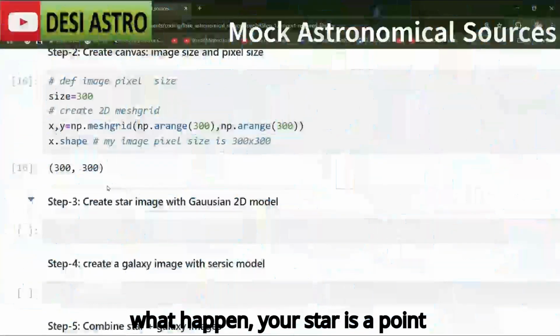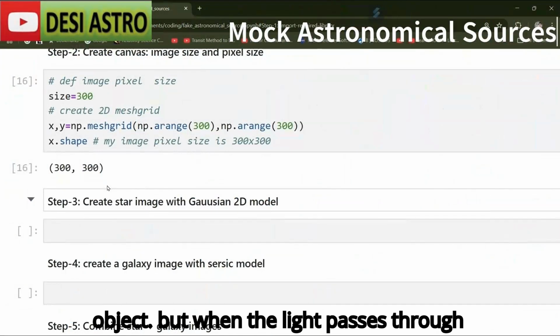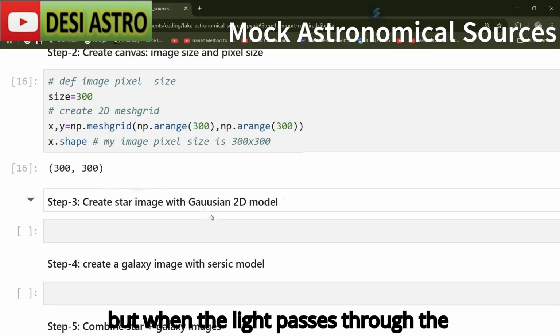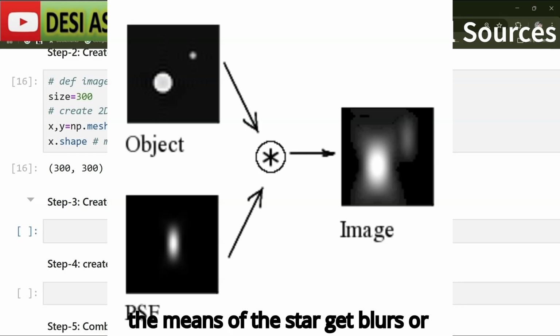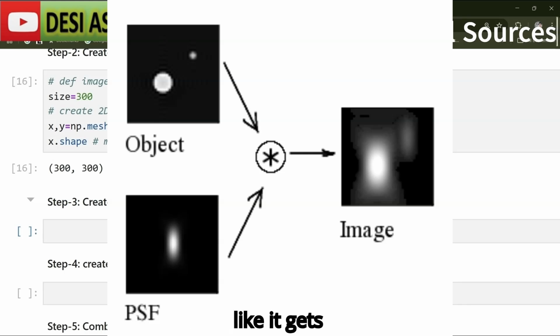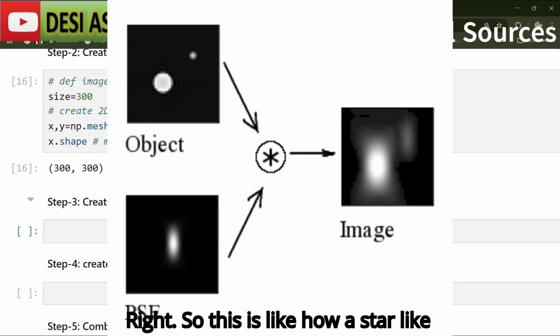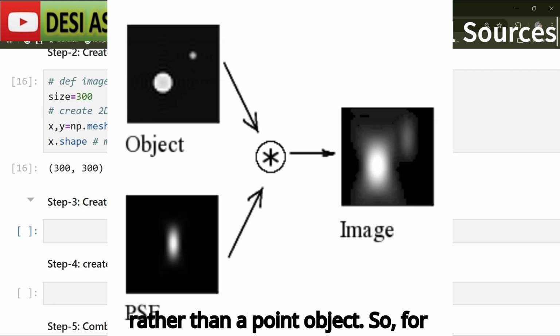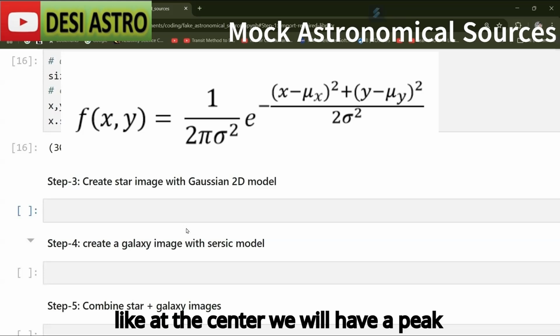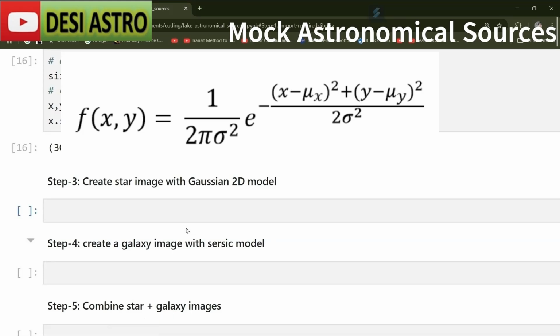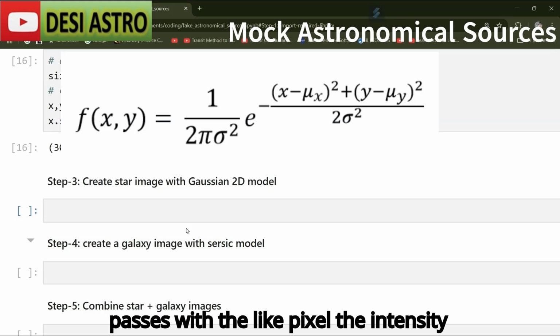So basically what happens, your star is a point object, but when the light passes through the telescope, the light interacts with the telescope optics, and the image of the star gets blurred, or spread, through the optics of the telescope. This is how a star appears to be a spread rather than a point object. So for that we will do a Gaussian model: at the center we will have a peak, and as it goes through the pixels, the intensity drops.